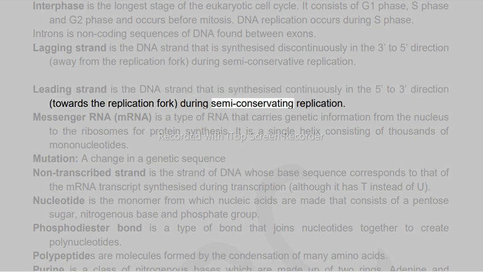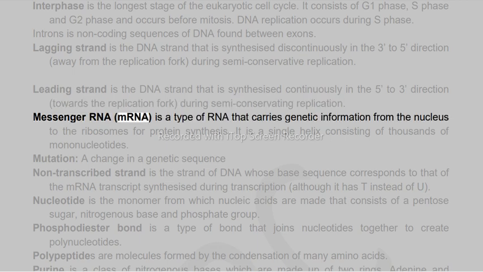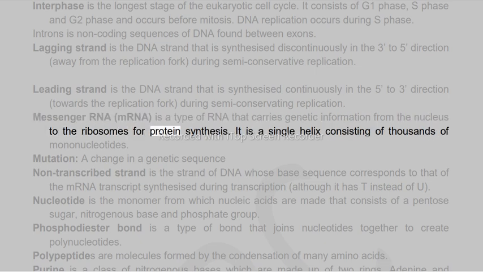fork, during semi-conservative replication. Messenger RNA, mRNA, is a type of RNA that carries genetic information from the nucleus to the ribosomes for protein synthesis. It is a single helix consisting of thousands of mononucleotides.